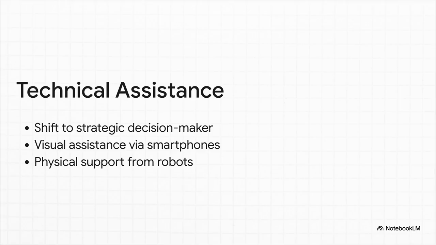We're talking visual assistance via smartphones, tablets, and wearables that aggregate data so workers can make highly informed decisions. It also means physical assistance from collaborative robots, cobots, that safely work side by side with humans, taking over the heavy lifting or tasks that are unpleasant or unsafe.